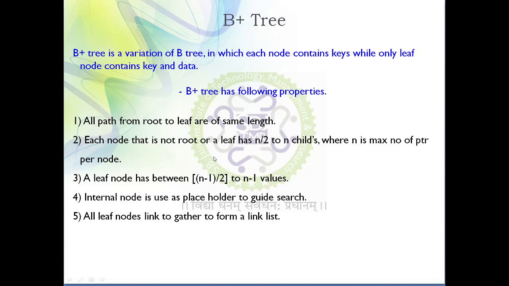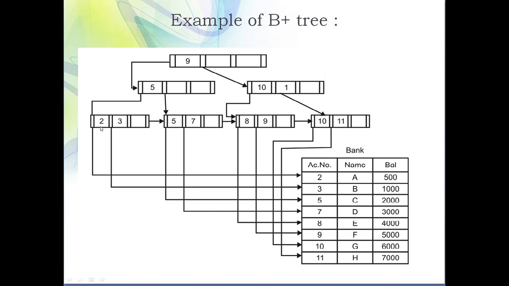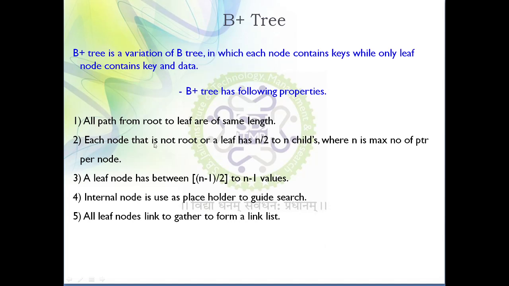Next, try to understand the properties of B+tree. So what are the properties? All paths from root to leaf are of the same length. So here you can see these are the leaf nodes, leaf node 1, 2, 3, 4, and this is the root node. So from the root node to the leaf nodes, their path is of the same length. So this is the first property: all paths from root to leaf are of the same length.